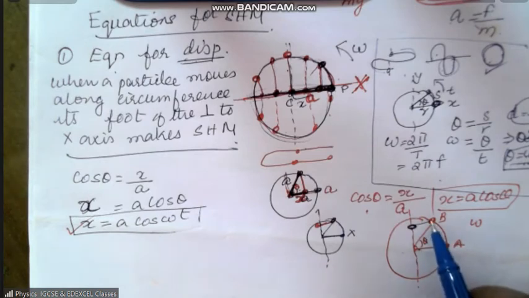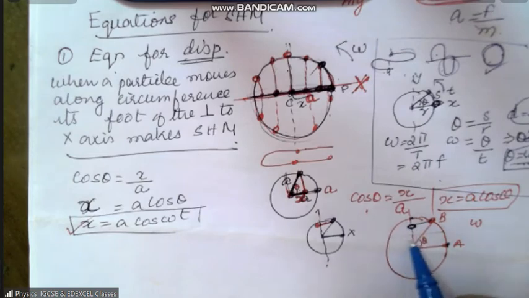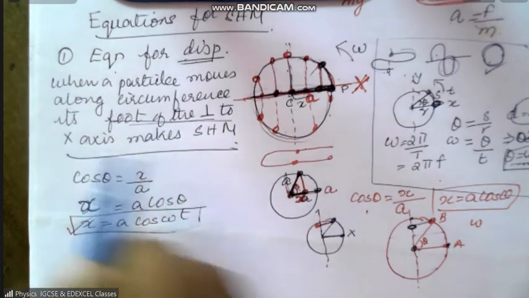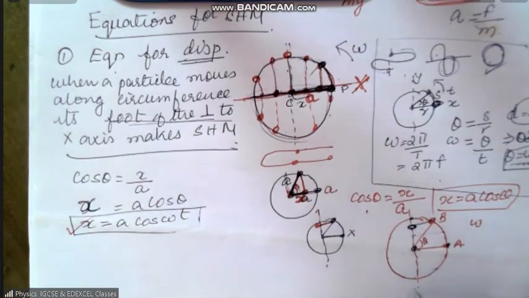Why? Because when the particle is here, its foot of the perpendicular is here. When the particle is here, its foot of the perpendicular is here. When the particle is here, 0. When the particle comes here, the foot of the perpendicular is here. That means if the particle goes like this, its foot of the perpendicular to the y-axis also makes simple harmonic motion.